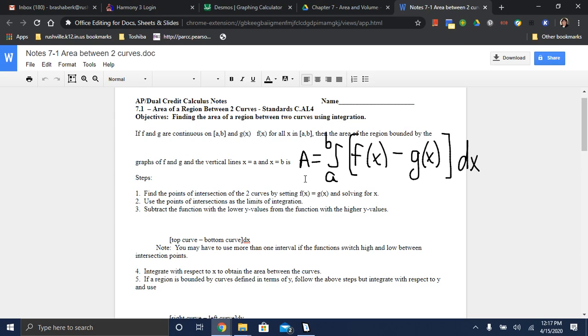You can also have curves that are not functions defined by y equals. If that is the case, then instead of going top to bottom, you will subtract right curve minus left curve, and you'll integrate along boundaries established on the y-axis as opposed to the x-axis. So I will go through an example.